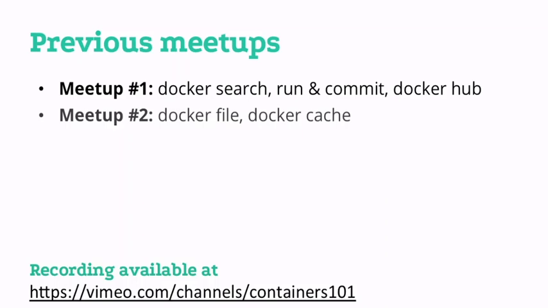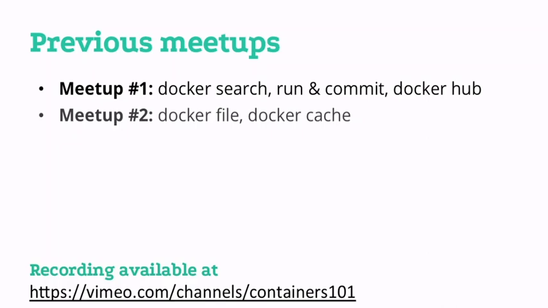Short recap of what we did in the previous meetups. In the first meetup, we got a very brief introduction to the docker search, docker run, and docker commit commands. We learned how to create a Docker image using docker commit. We ran a Docker container of Ubuntu, and inside this container we manually installed Node.js and manually created an Express microservice. Then we stepped out of the container, and using the docker commit command, we created a Docker image.